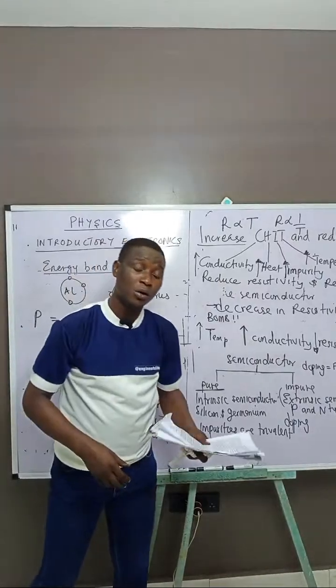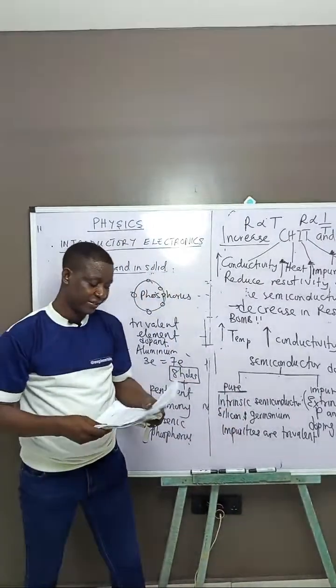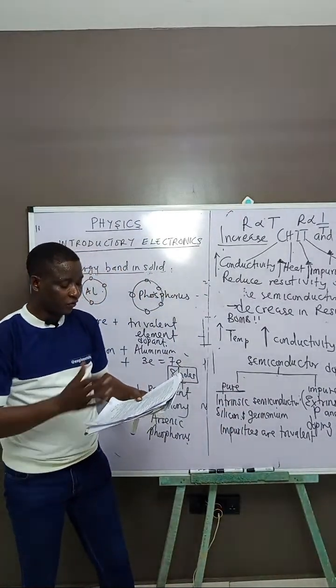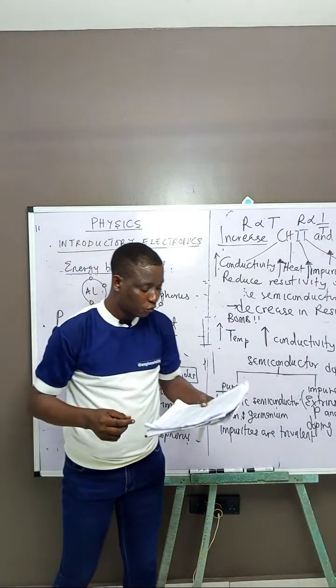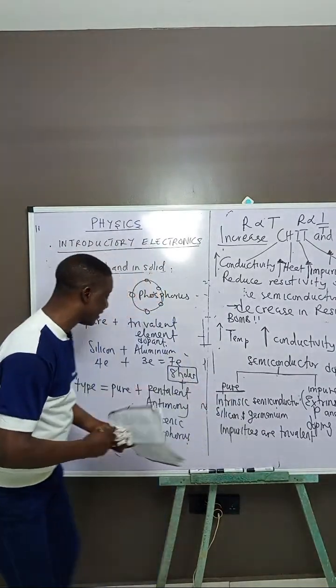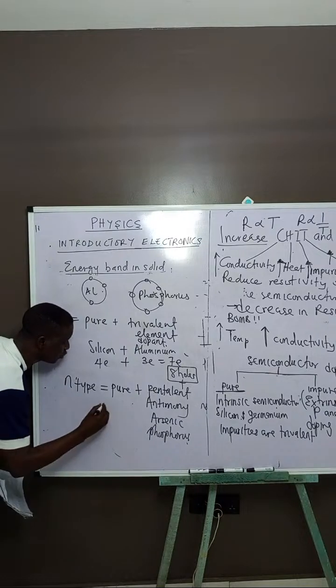These are Group 5 elements that you should know. So when a pentavalent is added to silicon, what happens? Silicon is 4.